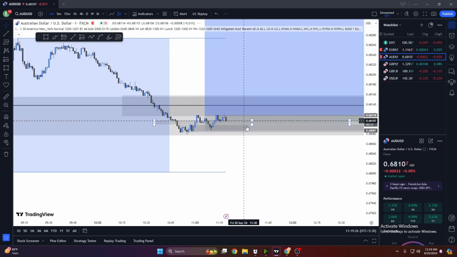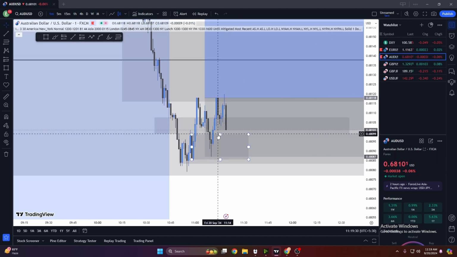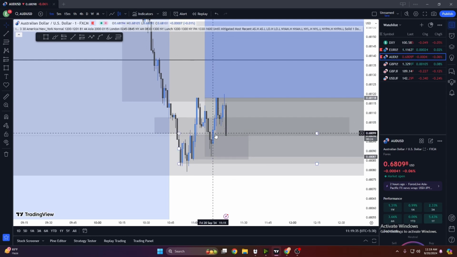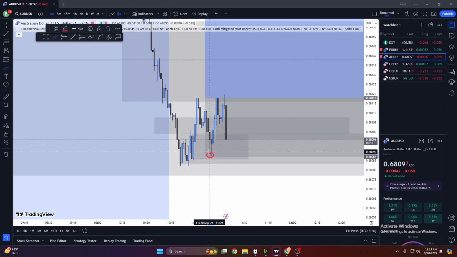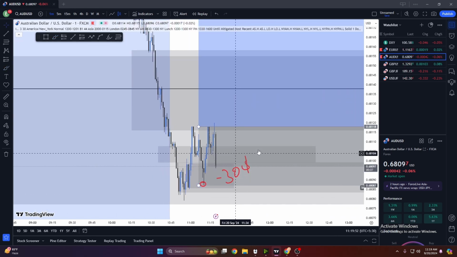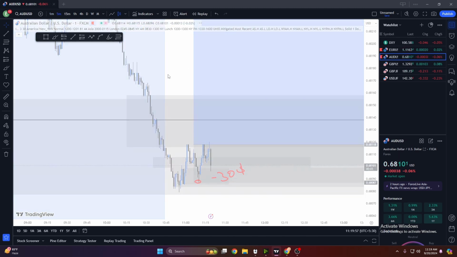Then I saw a change of character on the 1 minute, and after that this order block is holding pretty well, so I entered here and placed my stop loss here. I'm expecting this low to hold. I only entered half a position. I'm only risking $30. If it's going to work, then I'm going to stack my positions on some kind of higher time frame confirmations.